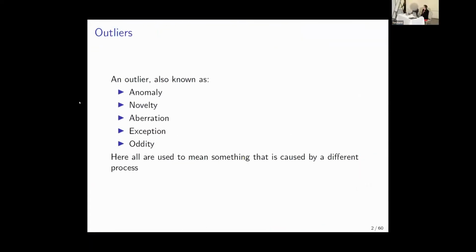So, I'm talking about outlier detection. Outliers can also be known as anomalies, novelties, aberrations, exceptions, oddities. There are lots and lots of different words we use for these. Here, we use them all to mean something that is caused by a process different from the normal.